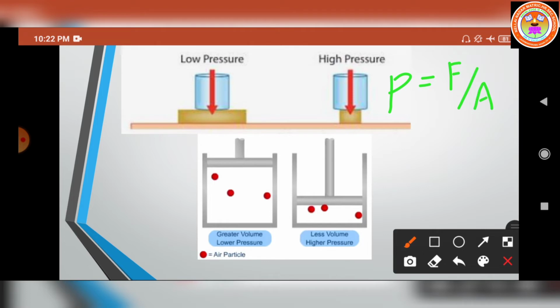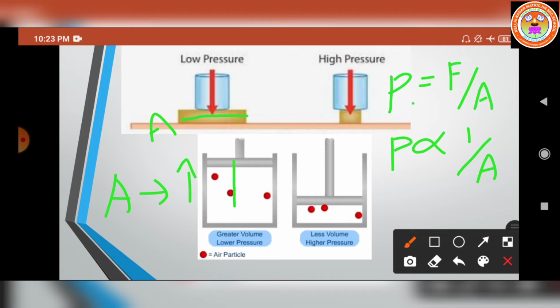Pressure. See the figure. For the same given force, if the area is larger, see here, this is the area, so the A is larger here. What about the pressure? The pressure and area are inversely proportional to each other. So here the area increases. What about the pressure? The pressure decreases. Suppose area decreases. So what about the pressure? The pressure increases.